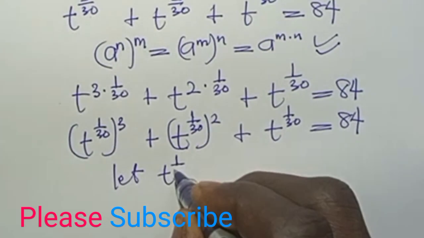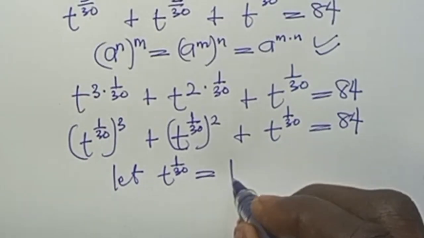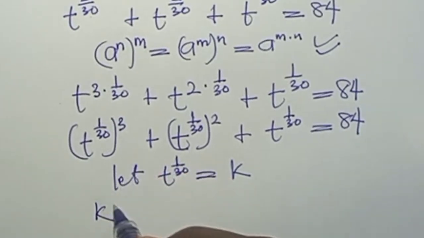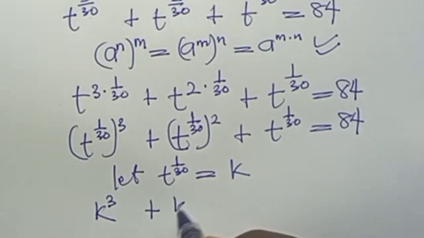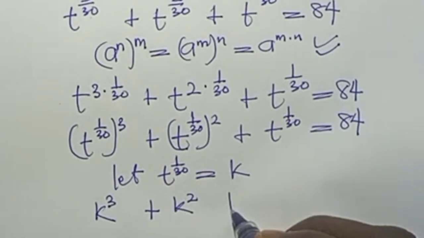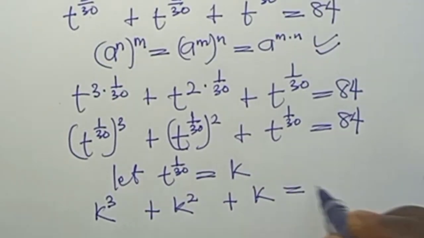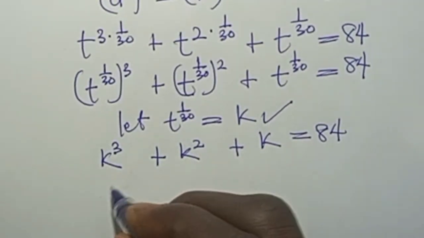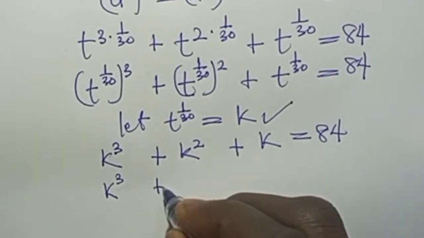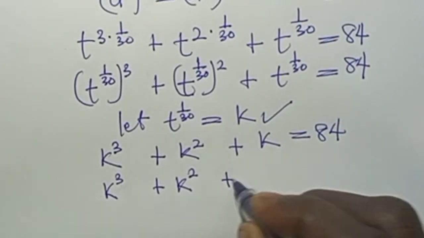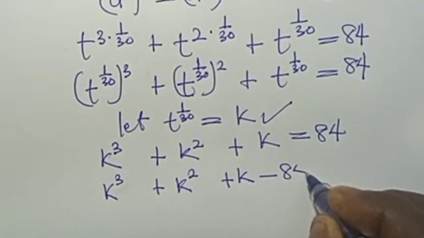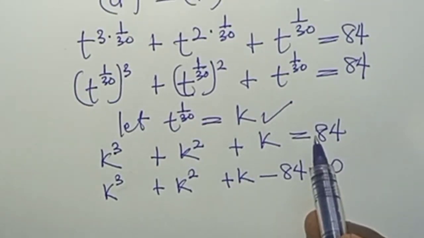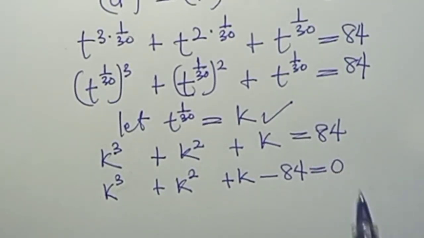let t to the power of 1 over 30 be equals to k. That means that our equation therefore will become k to the power of 3 plus k to the power of 2 plus k all equal to 84. But don't forget this. Here we can write k to the power of 3 plus k to the power of 2 plus k minus 84 all equal to 0. So 84 comes to the left hand side, and the sign from positive will change to negative, and we're fine.